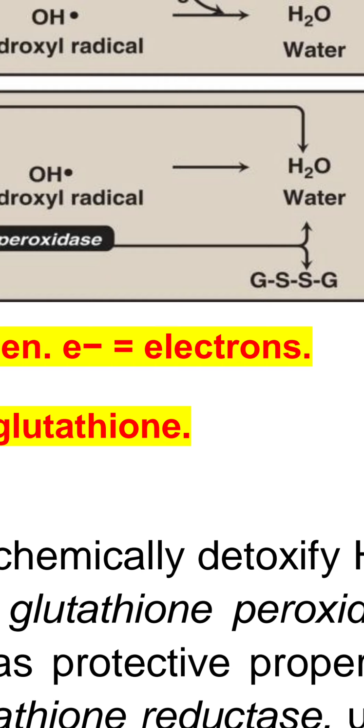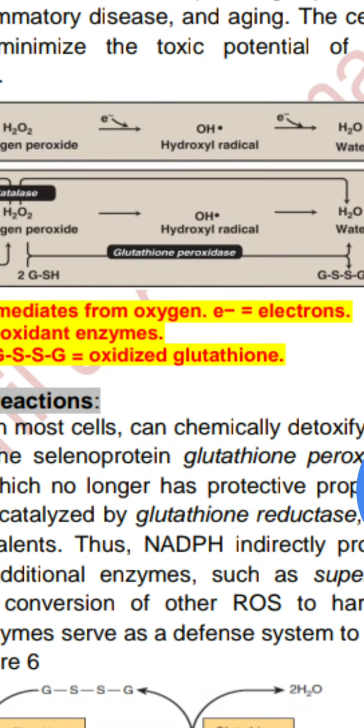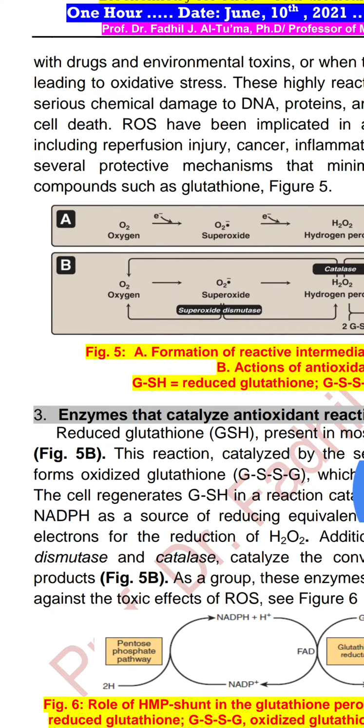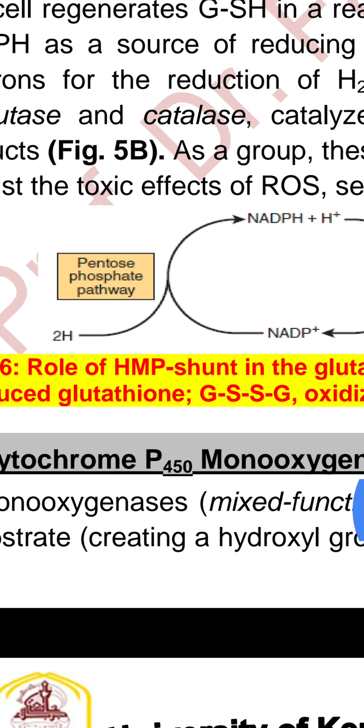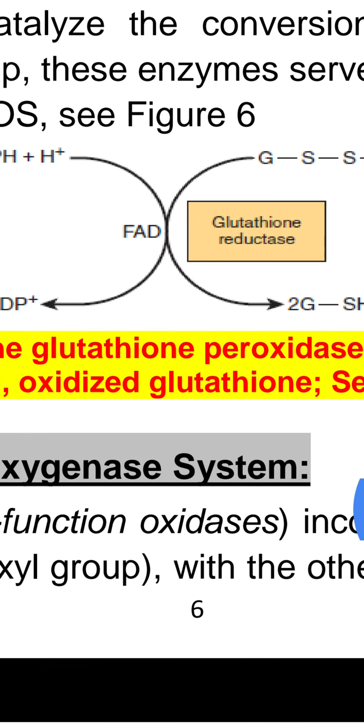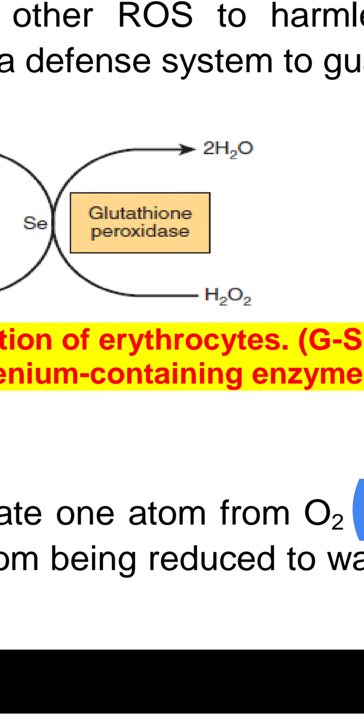The oxidized glutathione اللي هو المقصود GSSG must be recovered or regenerated، يعني إعادة تأهيله. وإعادة تأهيل هذا ال GSSG اللي هو oxidized glutathione يحتاج إلى reducing equivalent NADPH with hydrogen ion. وهذا واضح بالفيجر رقم 6: role of HMP shunt in glutathione peroxidase reaction of erythrocyte.